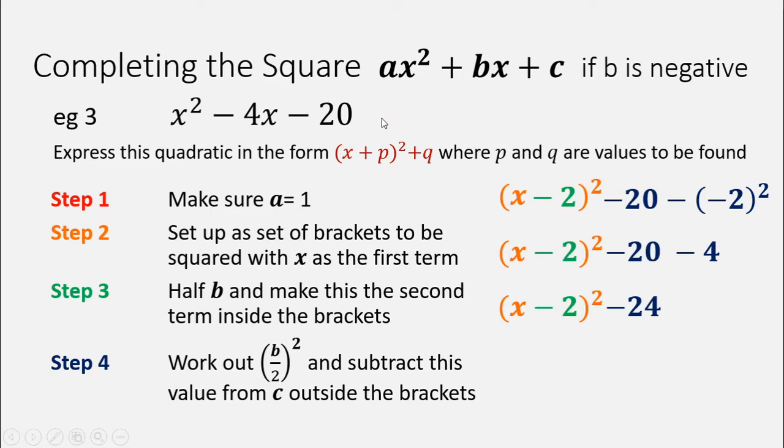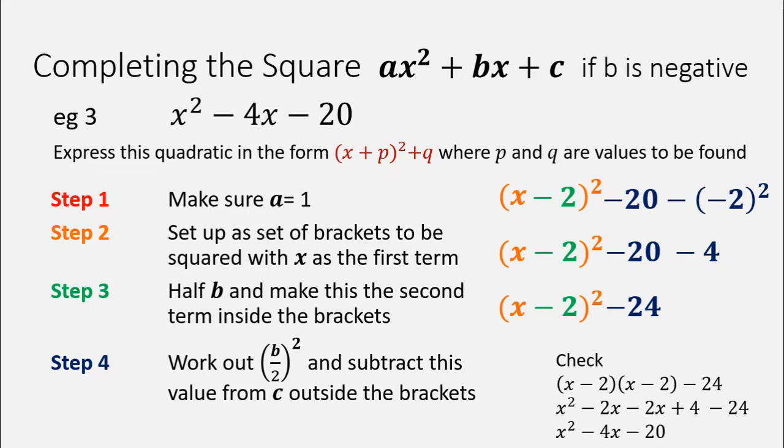Okay, now again, this doesn't look much like what we started with. So you're going to want to check this at least the first few times you do this to make sure you've done this correctly. Let's expand those brackets out. x minus 2 times x minus 2, and the minus 4 outside, as it wasn't a perfect square. So expanding those brackets, it's going to be x squared minus 2x minus 2x plus 4, minus the 24, that's going to be x squared minus 4x minus 20. Exactly what we wanted. Great.